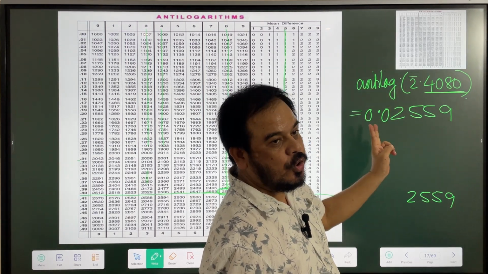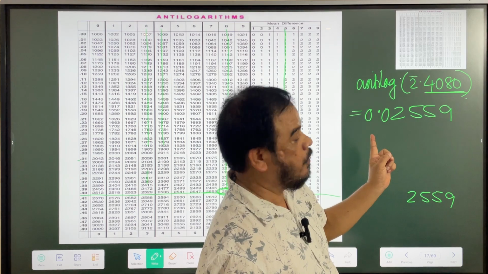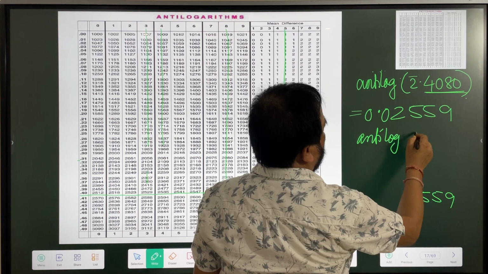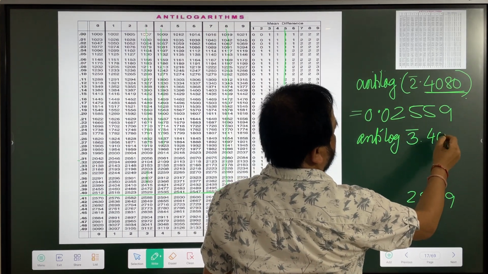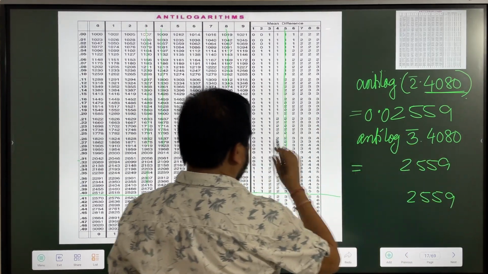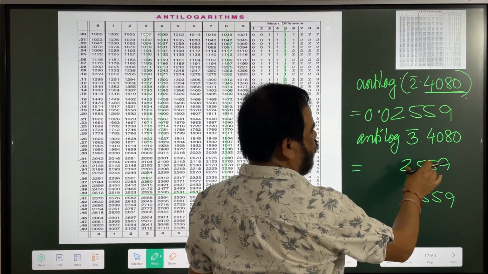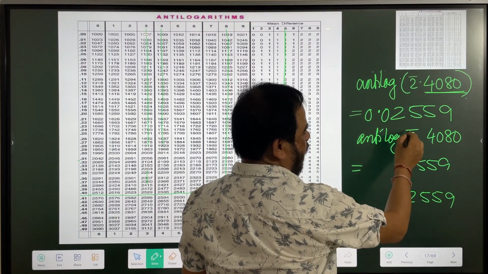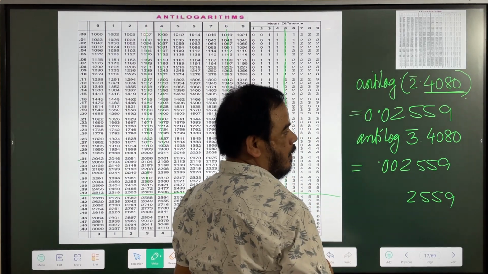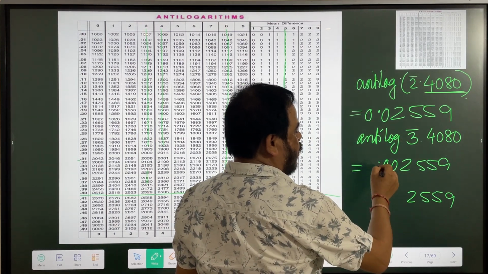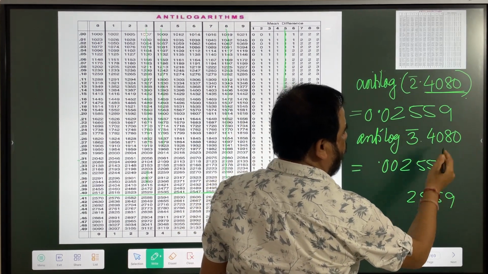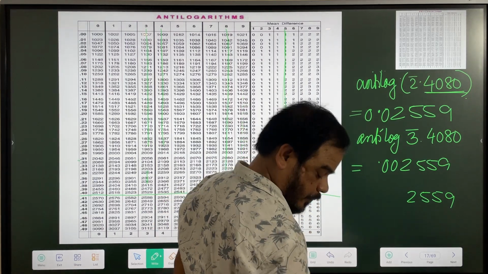2 bar means not 20. 2 bar means 1 less 0. Okay. If it is antilog of 3 bar 0.4080, then we will get the value 2559 only. From antilog table, 0.4080, its value is 2.2559. But there is 3 bar, so there will be 20. Then decimal. If it is 4 bar, then 1, 2, 3, 3 zeros, then decimal. If it is only 3, then we will count 1, 2, 3, 4, then decimal. I hope you understand.